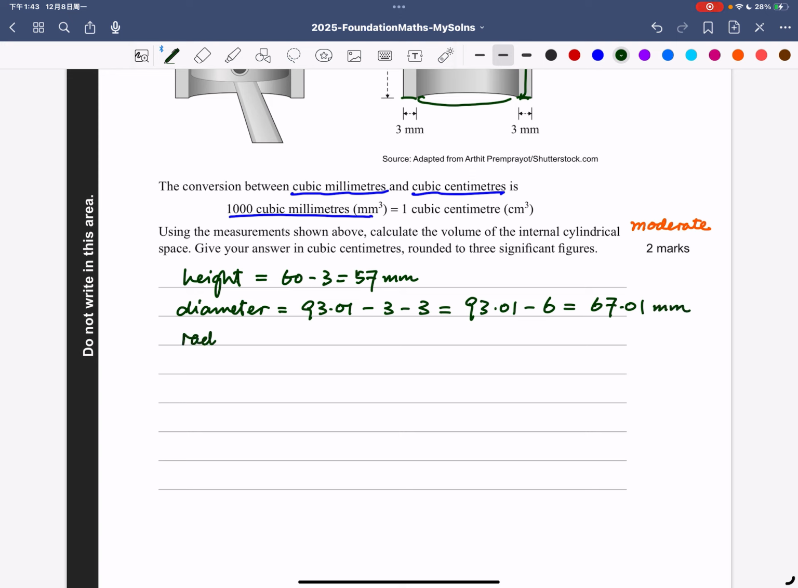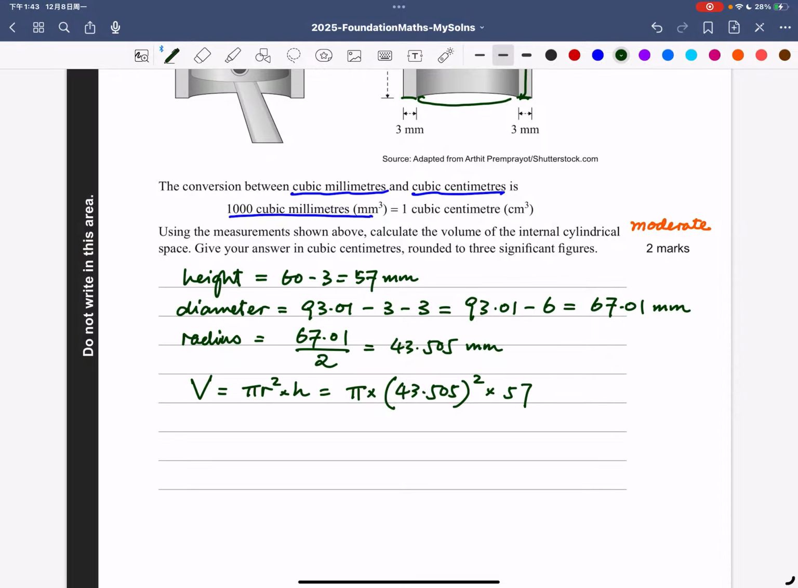And the radius is going to be 67.01 divided by 2, and that will be 43.505. The next thing is the volume equals pi r squared times h. So I'll have pi times 43.505 squared multiplied by, let's say, 57.